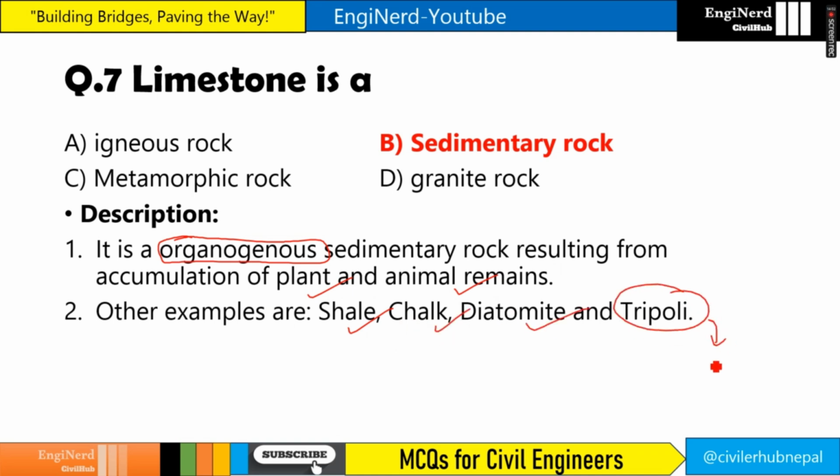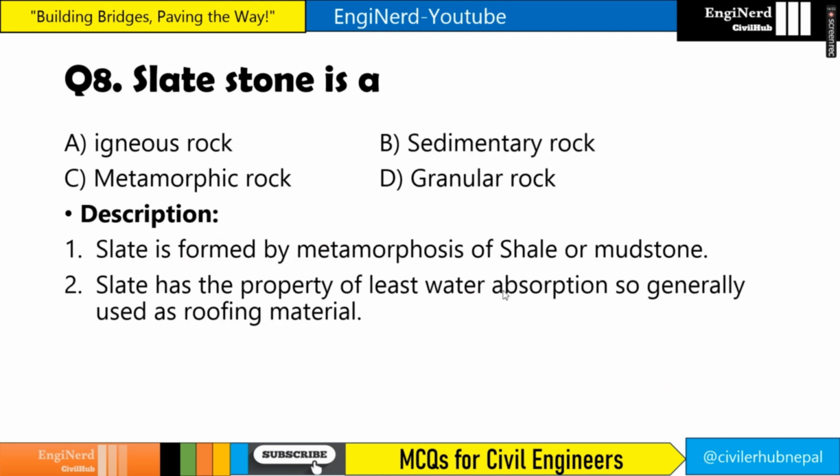This is also one of the important questions. Tripoli is a sedimentary rock. Question number 8, slate stone is a metamorphic rock, right? Obtained from metamorphosis of shale and mudstone. And slate is an excellent roofing material because it has the property of least water absorption.